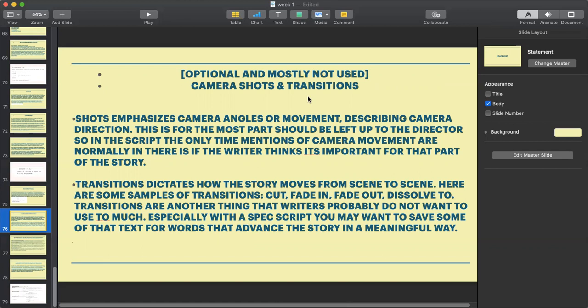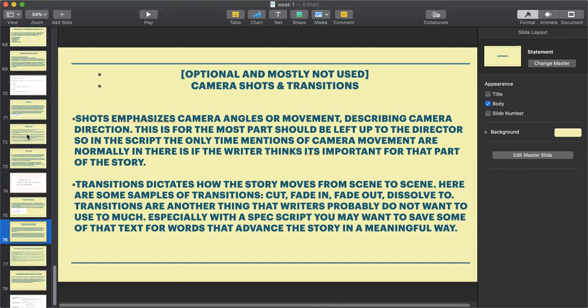So mostly what happens is the script writer writes the script, then the director sits with the script writer and the cameraman, the director of photography, and decides about the camera shots. Because the director of photography or the cameraman is an expert in handling the camera, he will know a lot better than the script writer. Sometimes camera shots are mentioned where the scriptwriter thinks that it is important for the story.